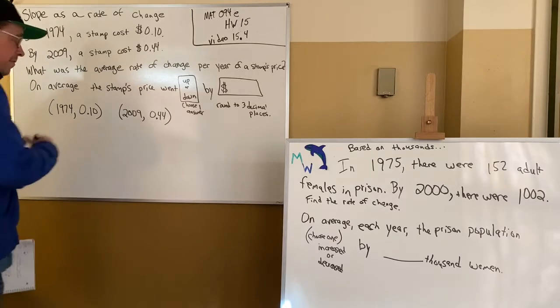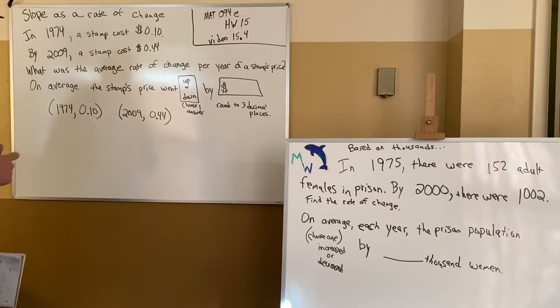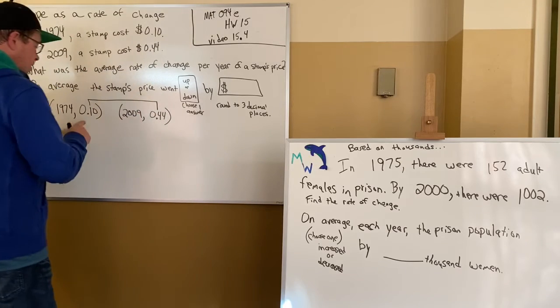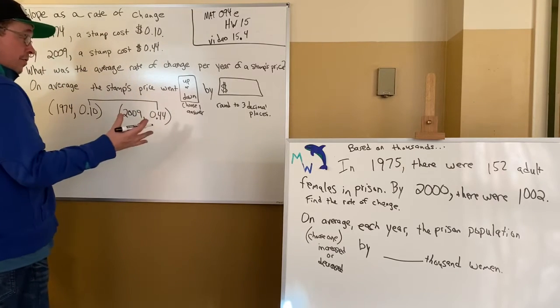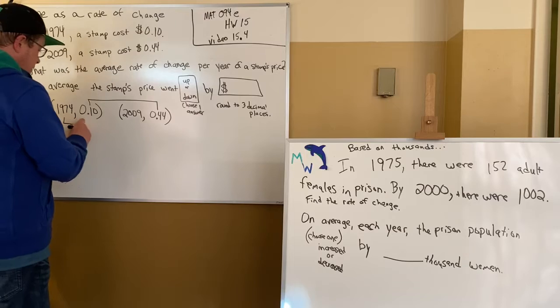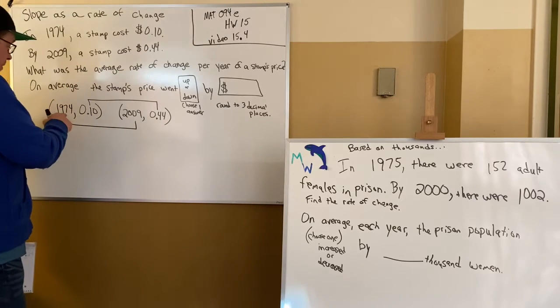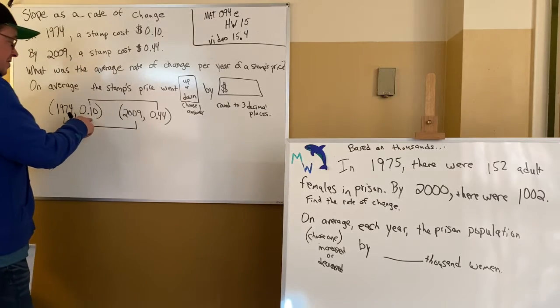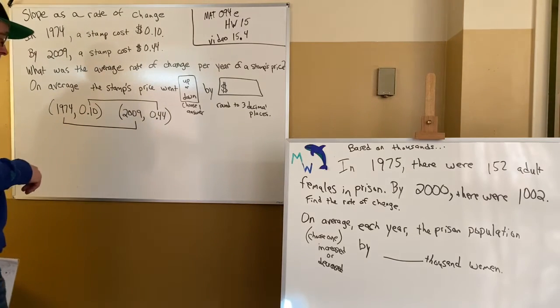Anyway, we want to find out the rate of change. The slope is the rate of change. So what I want to do here is connect my y's of 0.10 to 0.44, both above the 0. What's happening is the years are going from 1974 up to 2009, and the price of the stamp is going up from 10 cents to 44 cents.